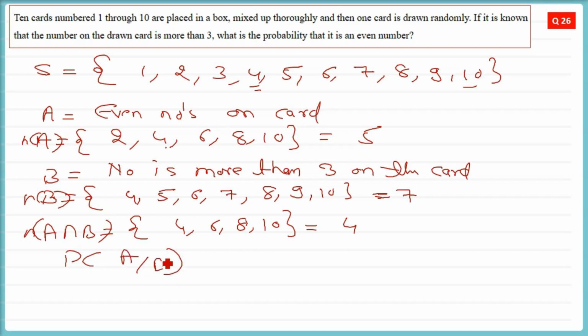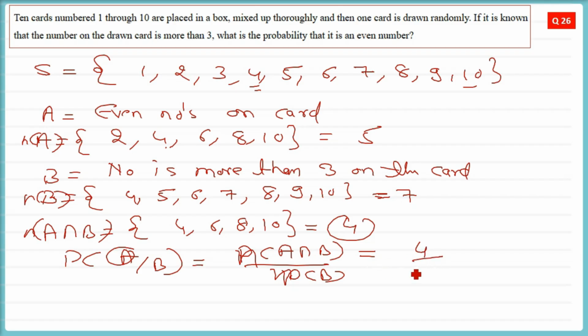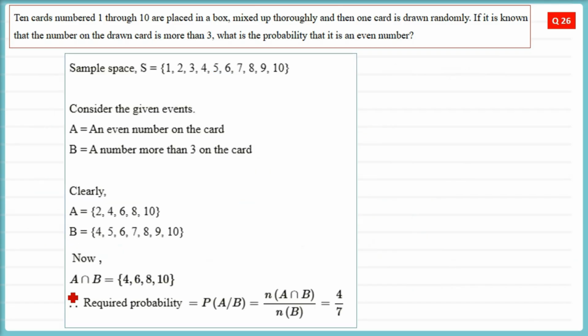That is how we made these events and sets. That is, we are aware that the number on the card is more than 3, which is set B. What is the probability that it is an even number, which is set A? P(A|B) is P(A intersection B) divided by P(B). Let's make it N because we are dealing with numbers. This will be 4, A intersection B is 4, and 7 is the denominator, and B is 4 by 7. That is the answer. So this is a very straightforward question.